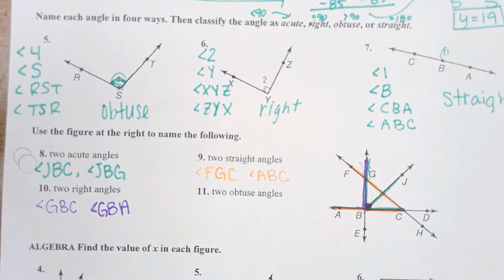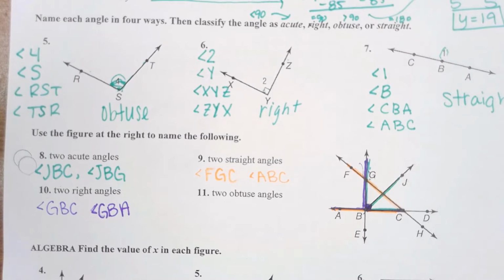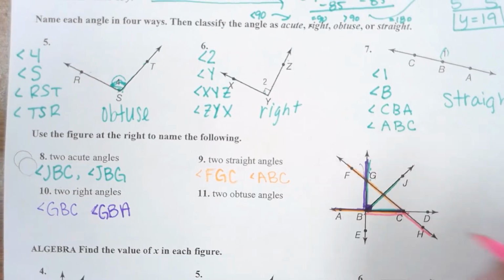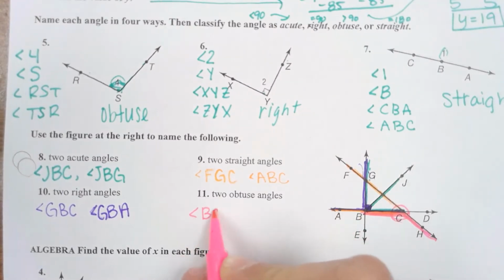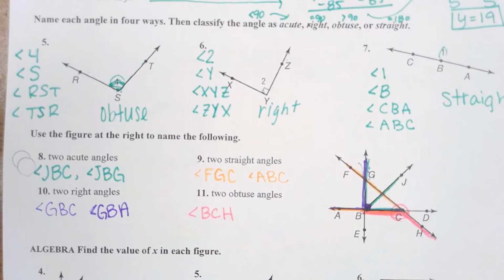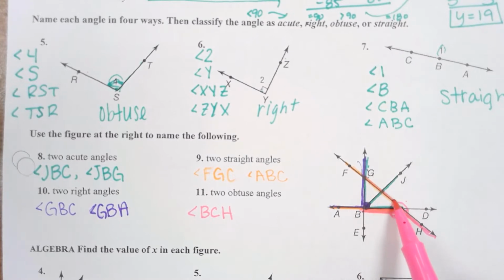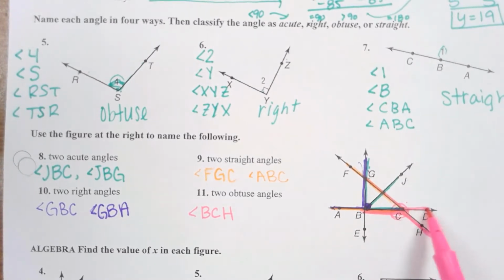All right, and my last one here is naming two obtuse angles. So the first one that I see is down here. So again, just make sure that your vertex is your middle letter. So I have BCH. And then if I go on the opposite side, so it's a vertical angle, I see that I have angle GCD.